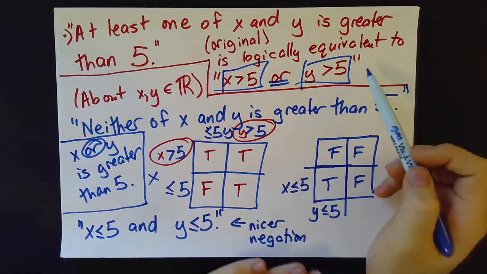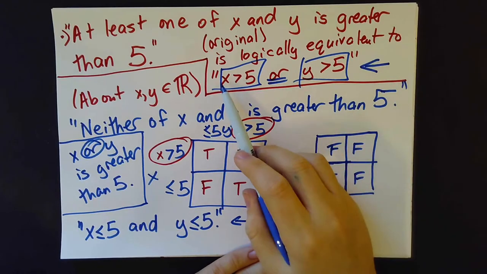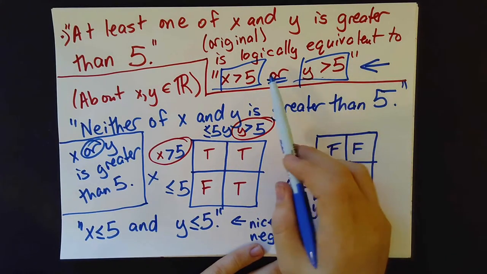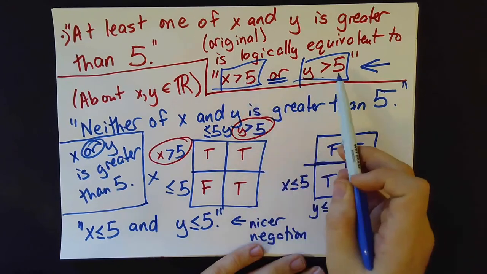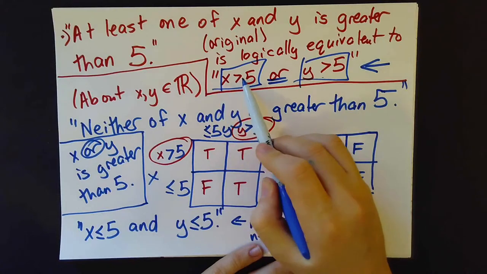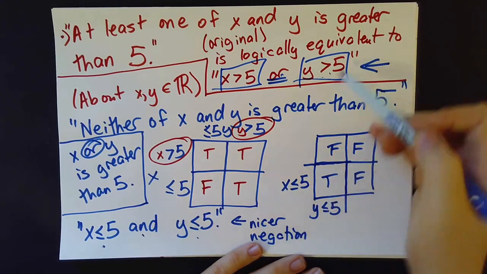But again, once I've written it this way, with x is greater than 5 or y is greater than 5, this is a logical or, so I can negate this straight through in the sort of mindless way of saying, okay, so I turn x is greater than 5 into x is less than or equal to 5, I turn or to and, and then bam, I have that.